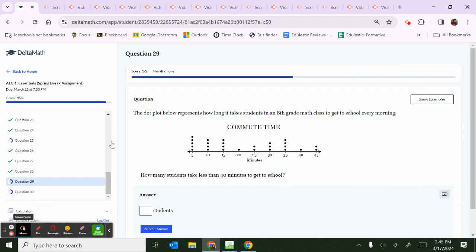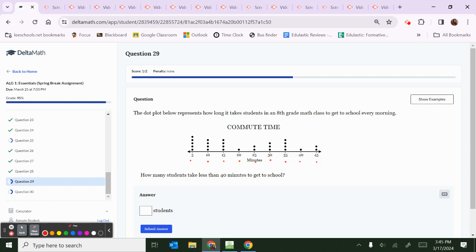So the question says the dot plot below represents how long it takes students in 8th grade math class to get to school every morning. All right. How many students take less than 40 minutes? Okay. So at the bottom here, we're talking about minutes. So right here, we're looking at 5 minutes, 10 minutes, 15 minutes, 20 minutes, 25, 30, 35, 40, and 45 minutes.